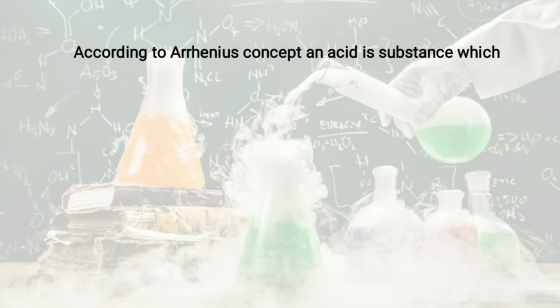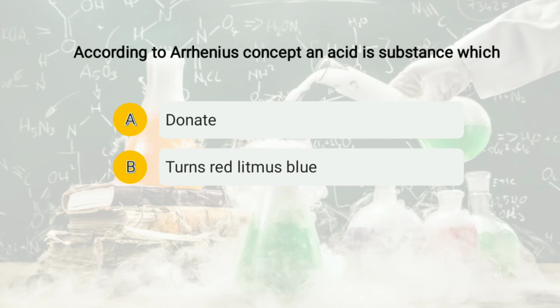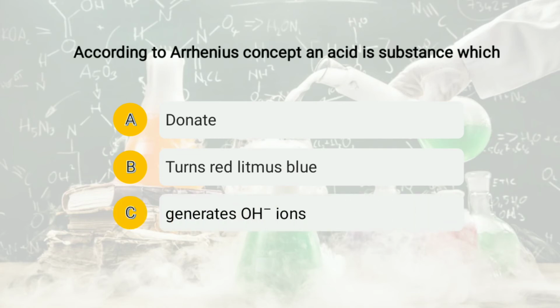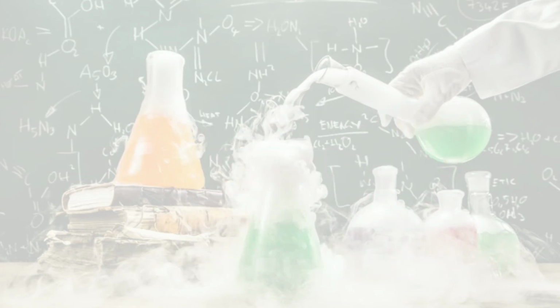The next question is, according to the Arrhenius concept, an acid is a substance which. Options are A. Donates, option number B. Turns red litmus blue, option number C. Generates OH minus ions, and option number D. Generates H plus ions. So students, the correct answer of this question is option number D, that is generates H plus ions. Okay, moving to the next question.